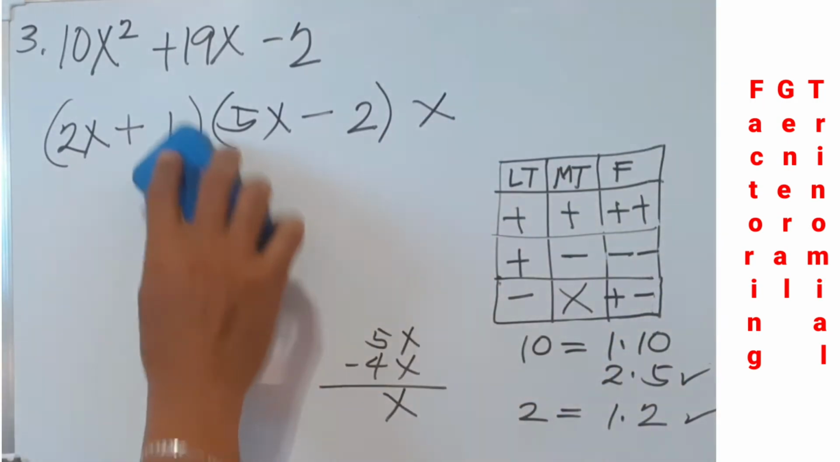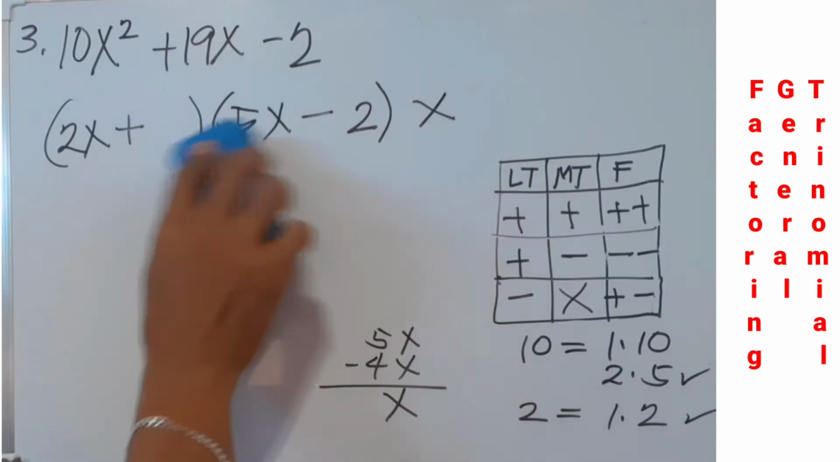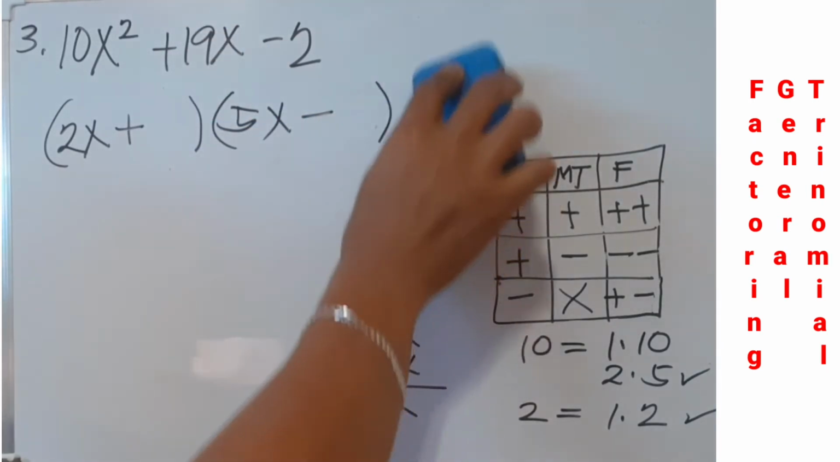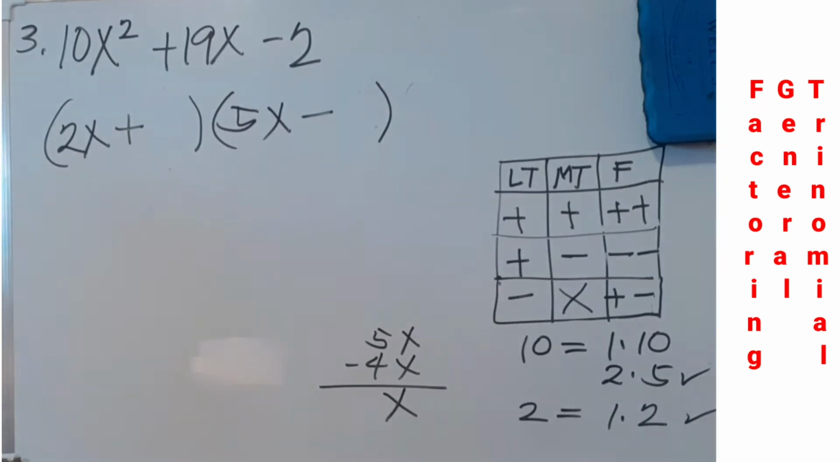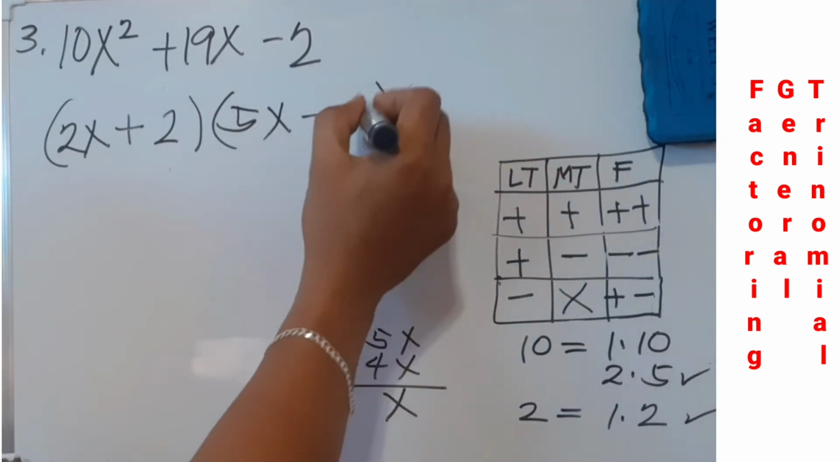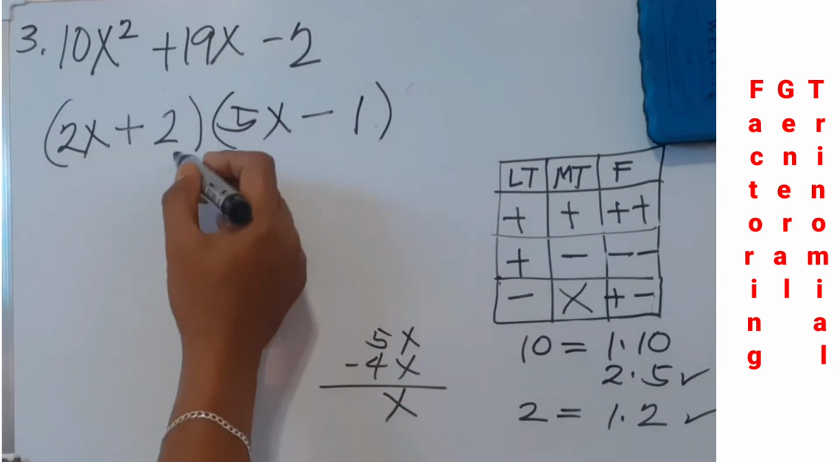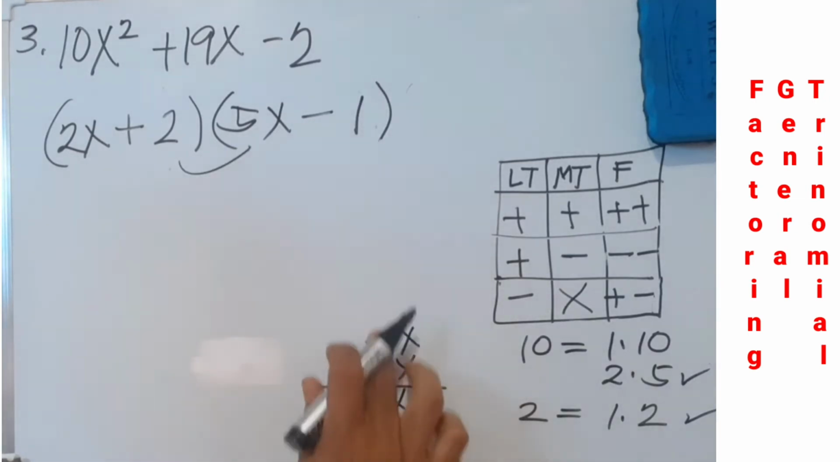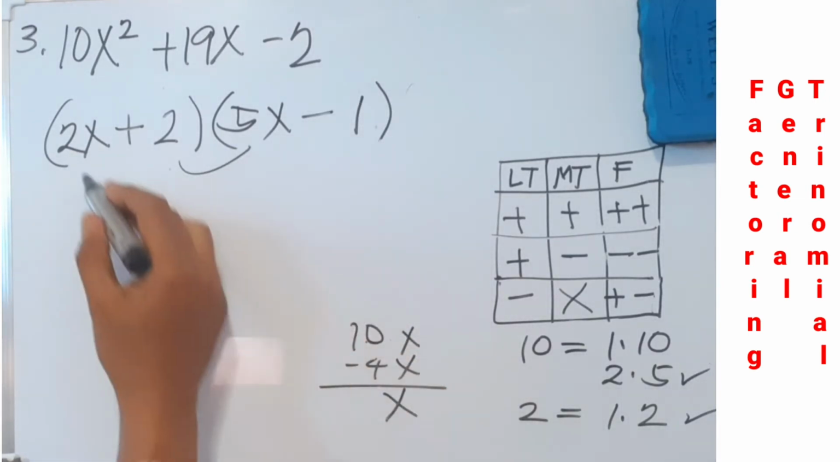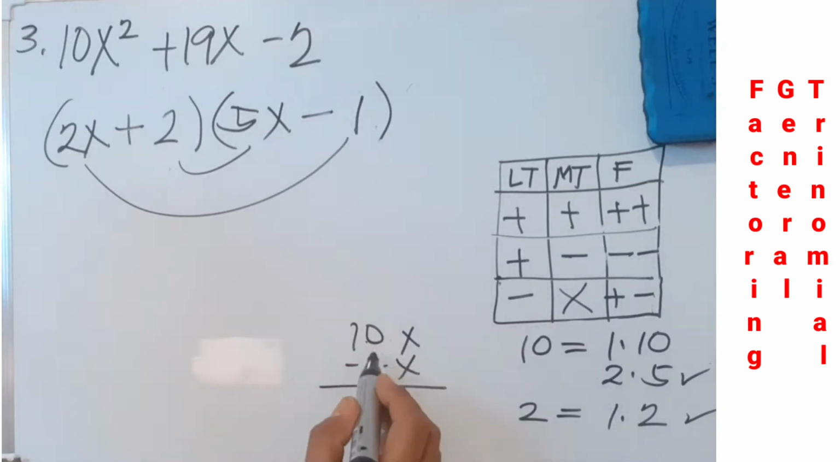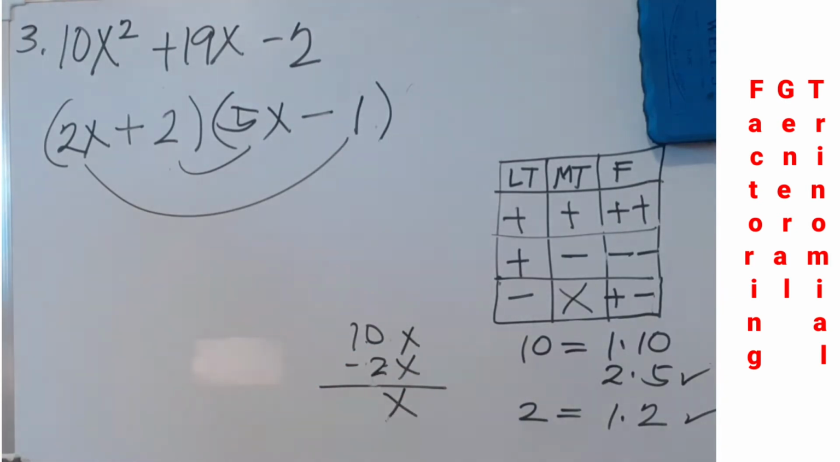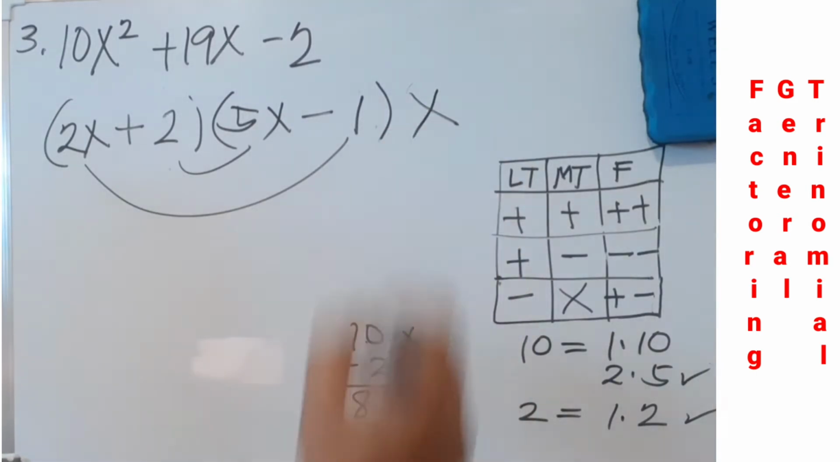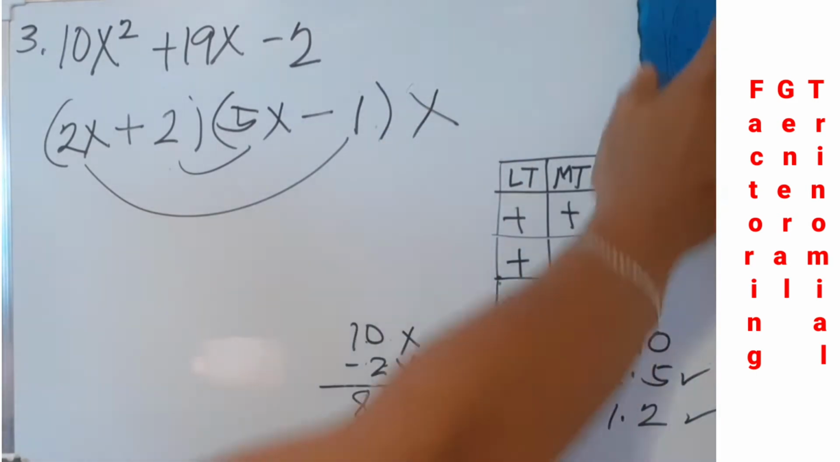Another option we can do is we can interchange 1 and 2. So this will become 2 and will become 1. 2 times 5x is 10x. 2x times negative 1 is negative 2x. 10 minus 2 is positive 8x. Again, this is not 19x. So this combination again is not correct.